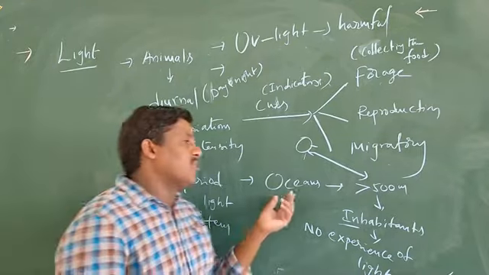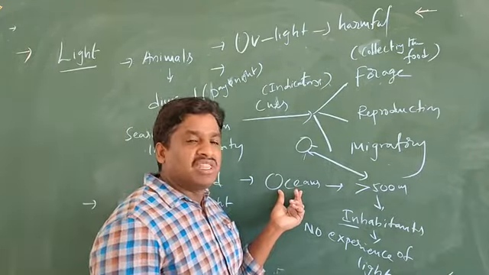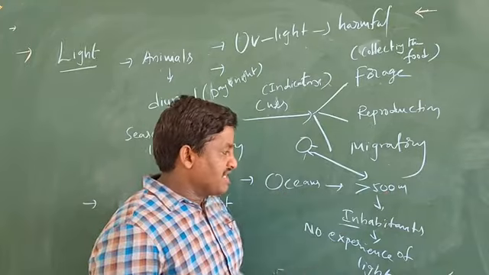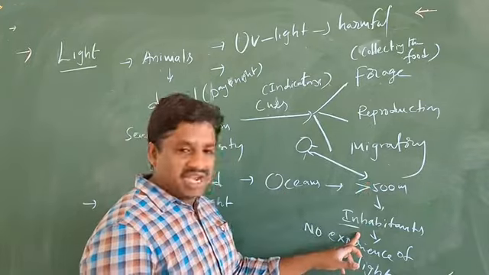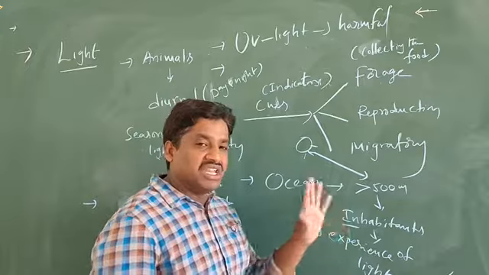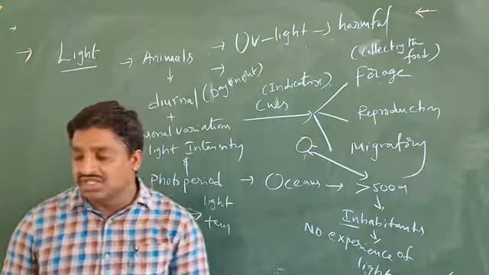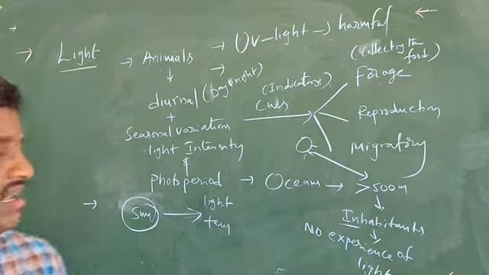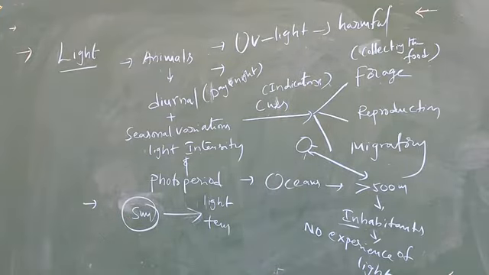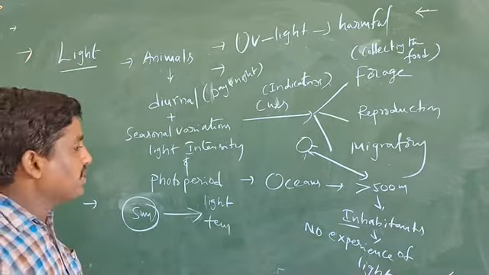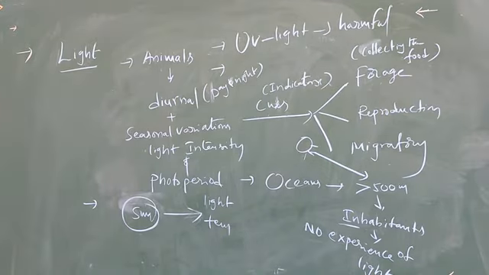Okay, and also some of the organisms live at more than 500 meters depth. For inhabitants above that, there is experience of light. UV light is more harmful. Okay, so these are the main points of light. And next we are going to discuss the soil.